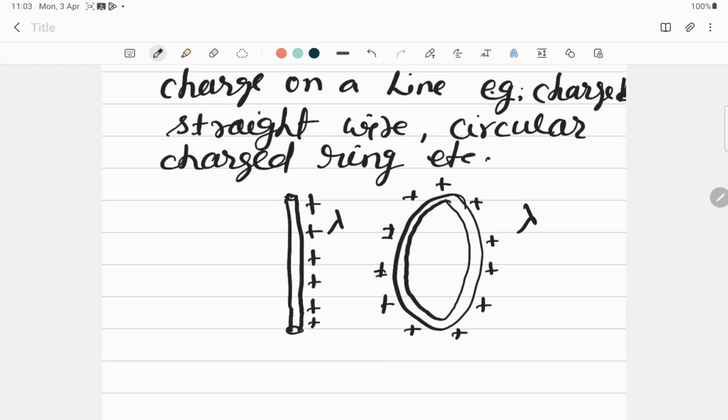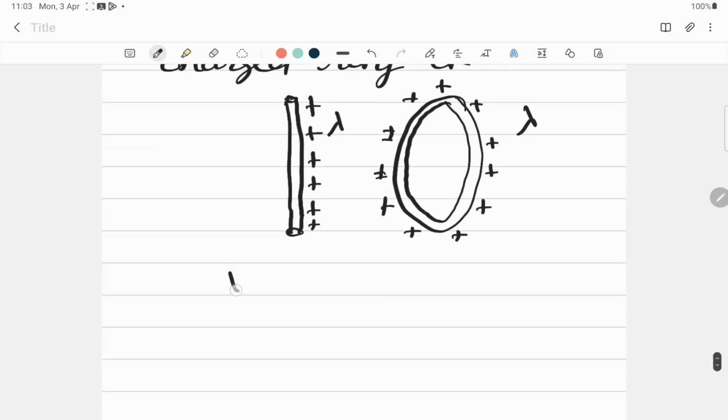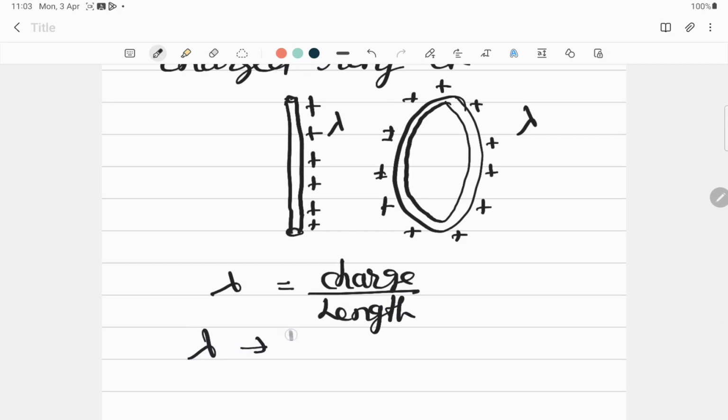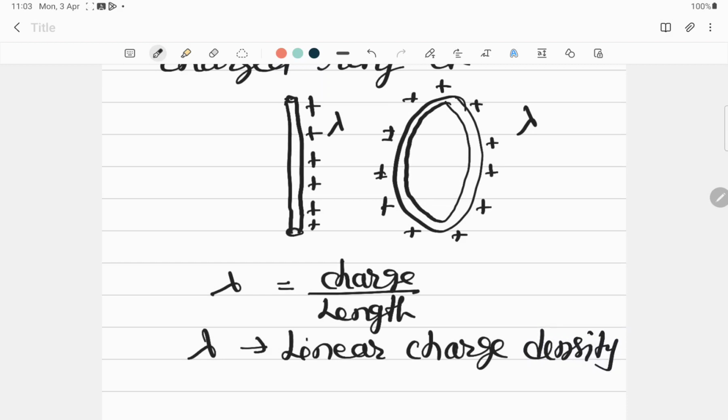Here lambda is the linear charge density. Lambda is equal to charge by length. Lambda is linear charge density, which means charge per unit length, that is, in one unit of length how much charge is there, that will be depicted by lambda.